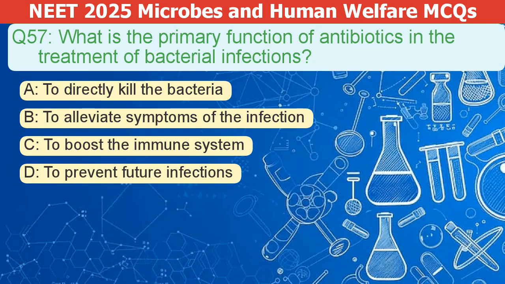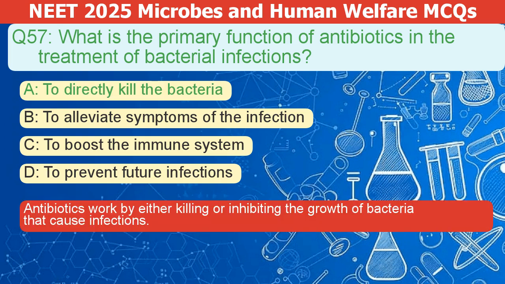What is the primary function of antibiotics in treating bacterial infections? A. To directly kill the bacteria. B. To alleviate infection symptoms. C. To boost the immune system. D. To prevent future infections. The correct answer is A. Antibiotics work by either killing or inhibiting the growth of bacteria that cause infections.